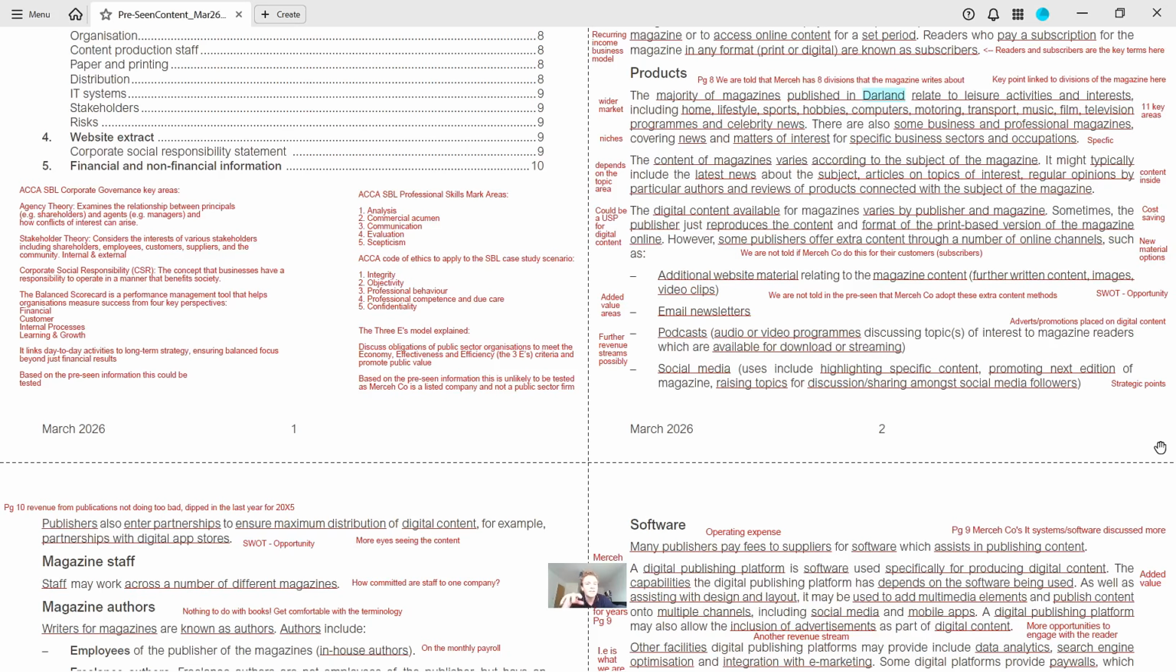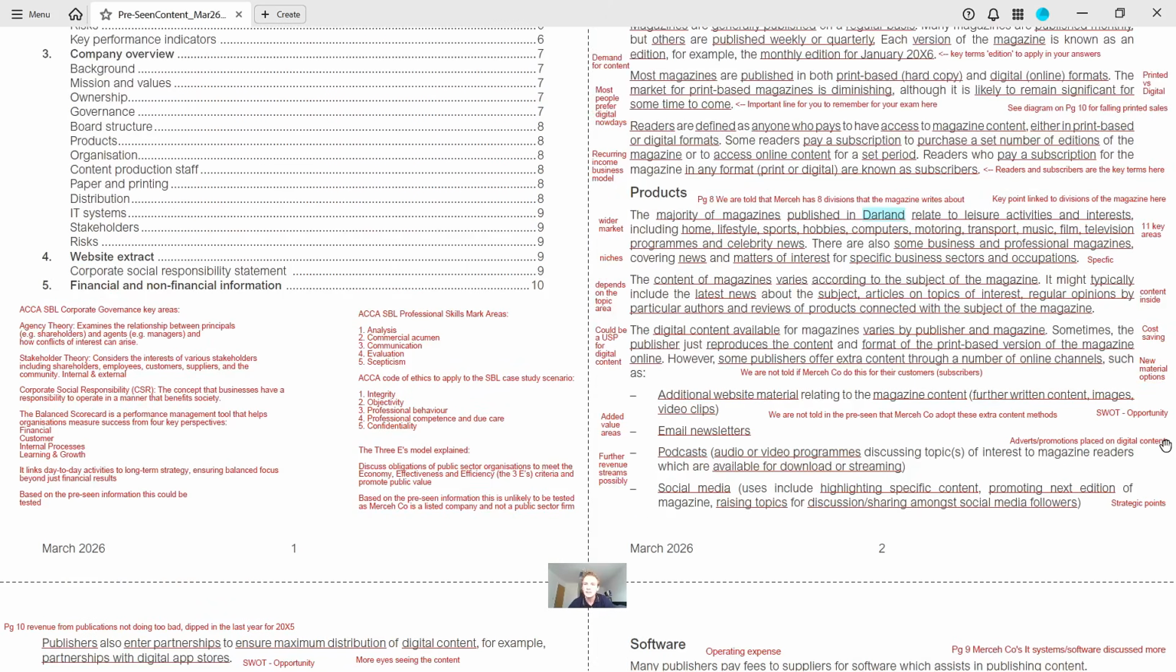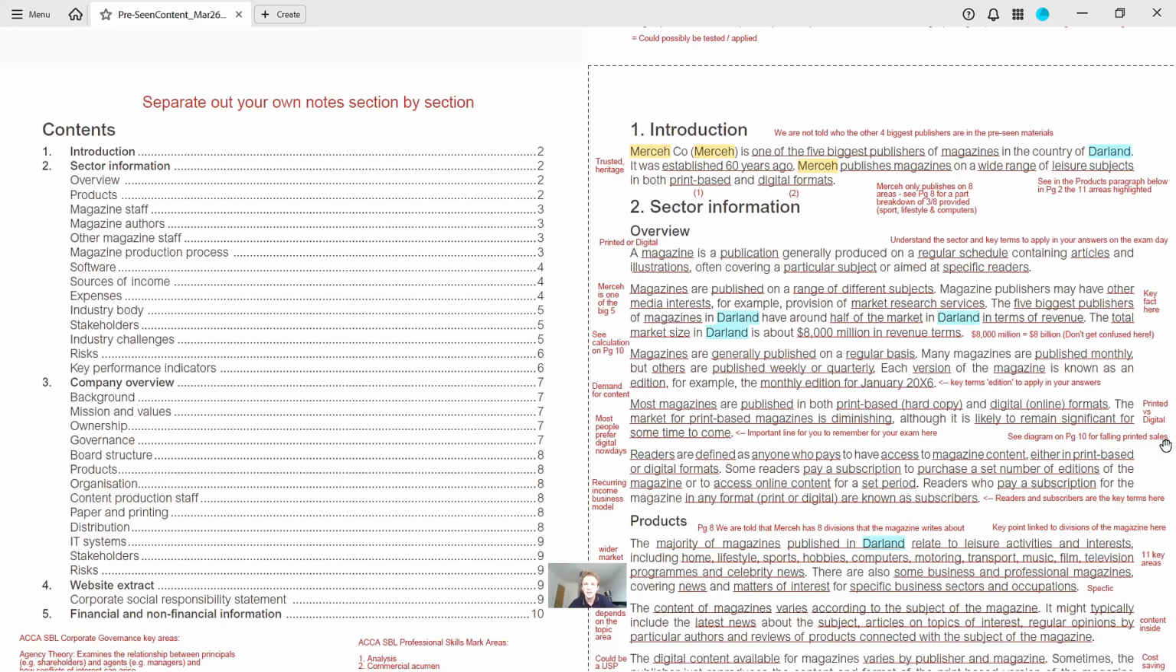And the last model we have is the 3 E's model, which discusses obligations of public sector organisations to meet the economy, effectiveness and efficiency, hence the 3 E's on there, and promote public value. But based on the preceding information, it's very unlikely to be tested, as Merceh Co is a listed company, not a public sector firm. Unless there was going to be a radical change, I wouldn't particularly put that on there. But nevertheless, we can't question spot. You should definitely be aware of the 3 E's model just in case it came up.